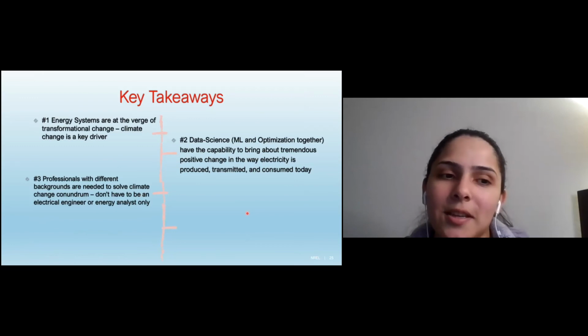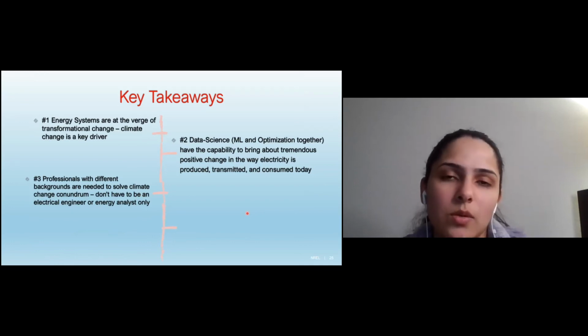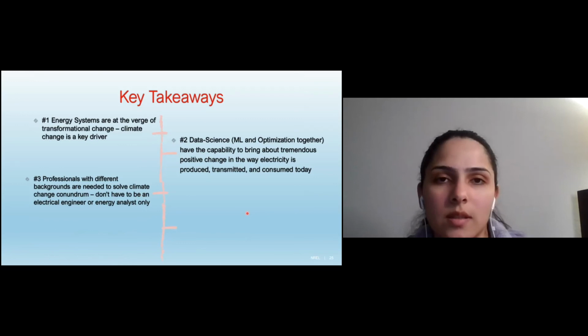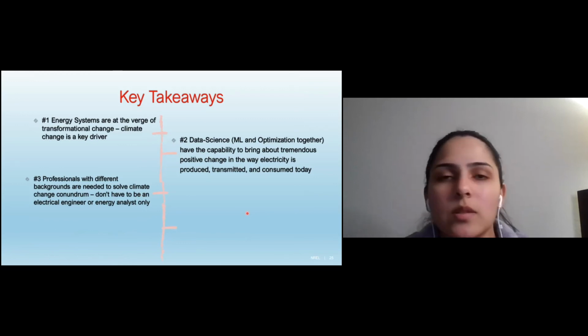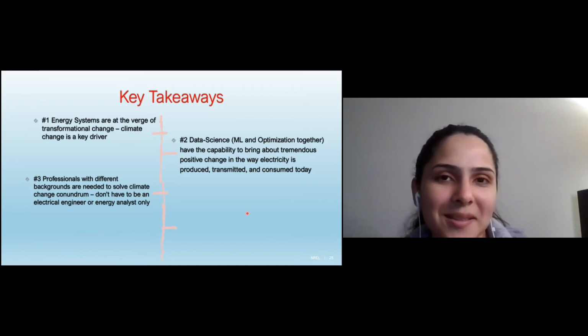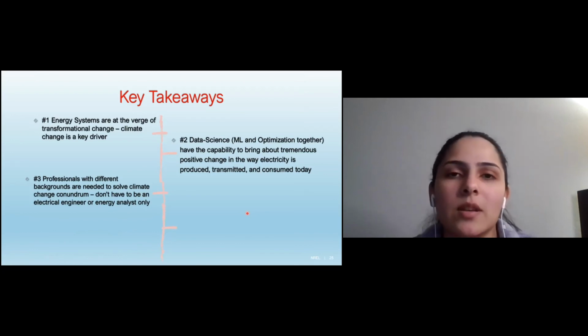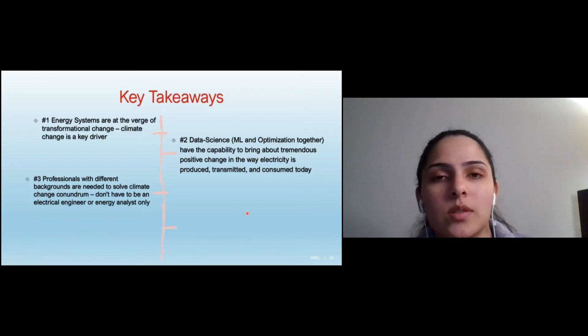Another takeaway is that one doesn't need to know only energy systems or only data science. Professionals from different backgrounds are needed to come together and make a team to work on it. One can have expertise in energy systems, another can have expertise in mechanical systems, and data science professionals can have expertise in data science, and they can all come together to brainstorm the solutions which can be built to make energy systems more efficient.